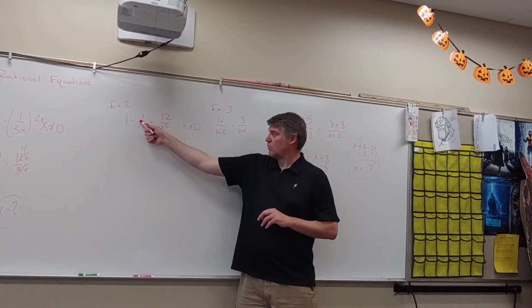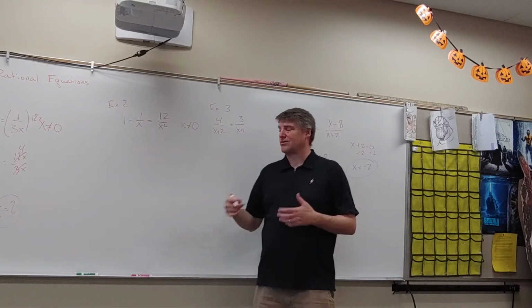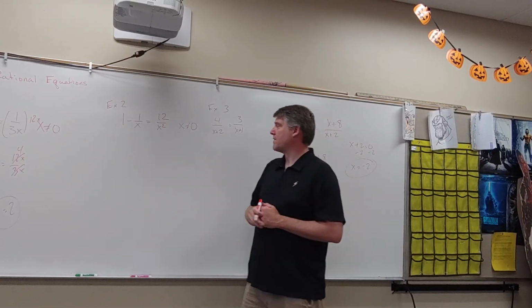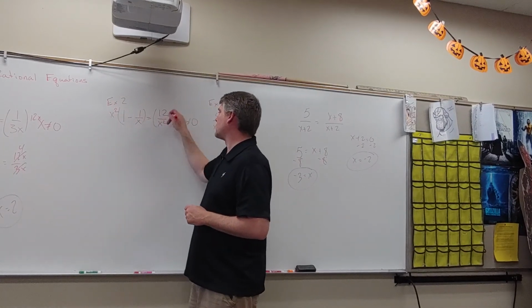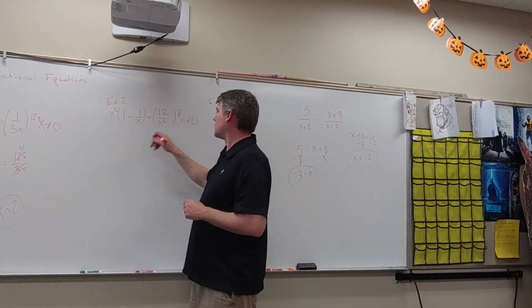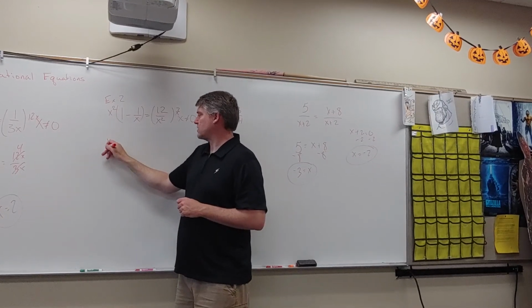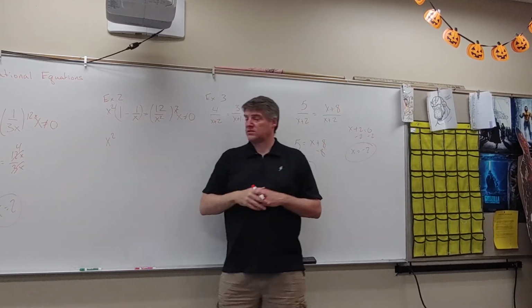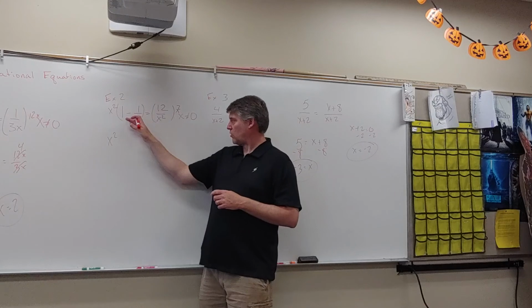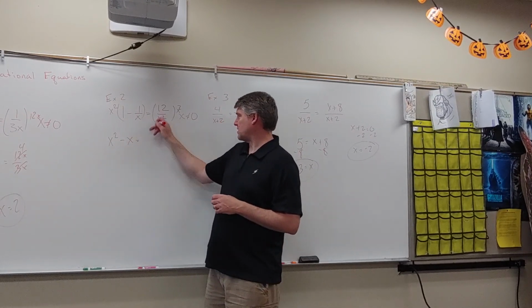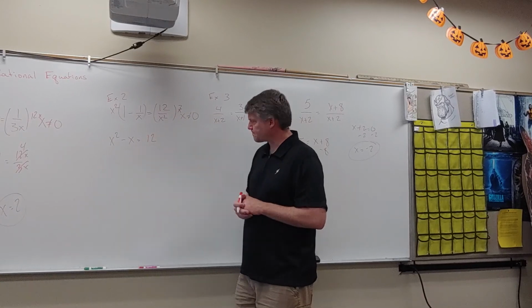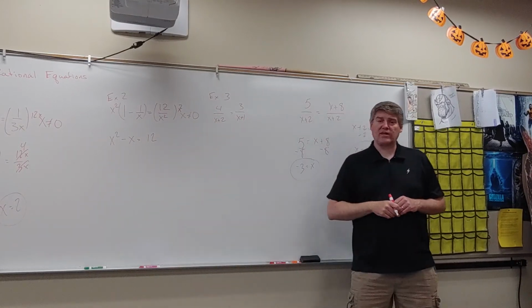So what makes that 0? 0. What makes that 0? 0. Now I'm going to multiply everything by x squared. So 1 times x squared is x squared. X squared divided by x, or multiplied by 1 over x, is x, equals, and then the x squareds cancel out here, 12. Now this is a quadratic.